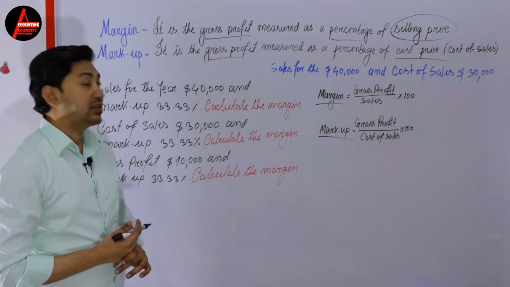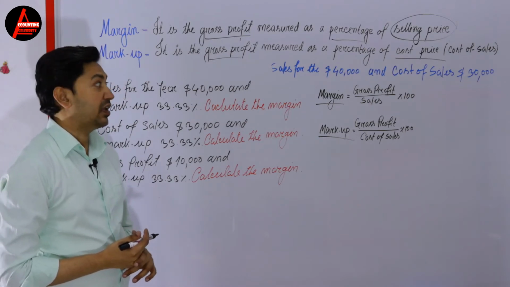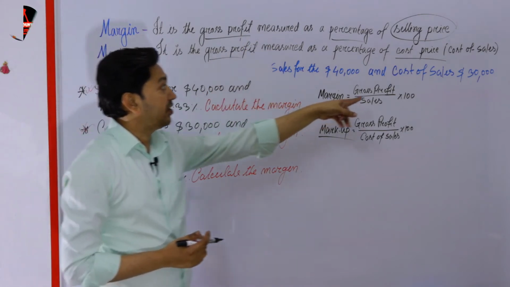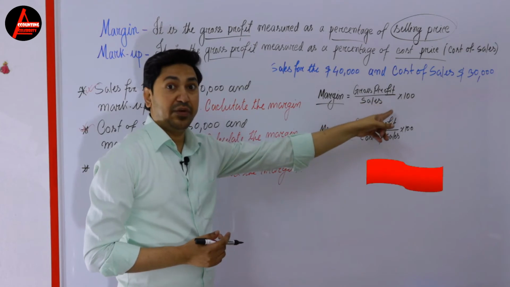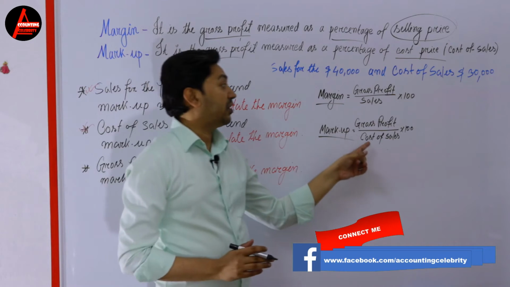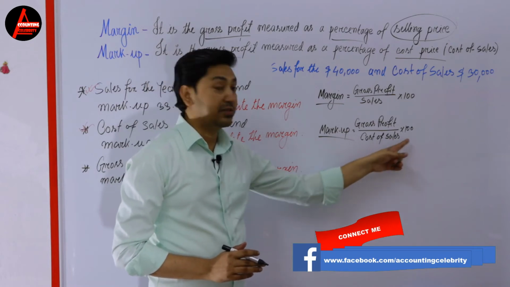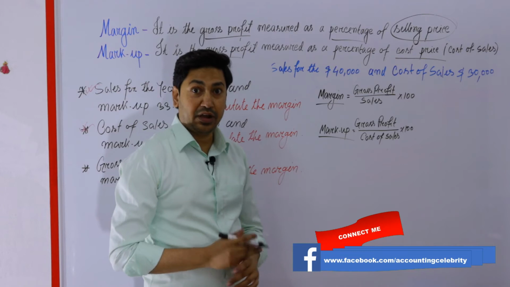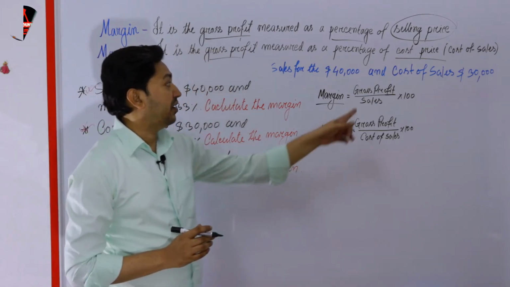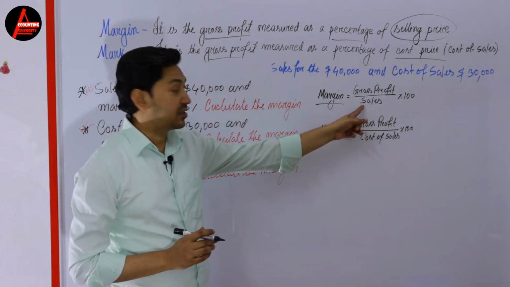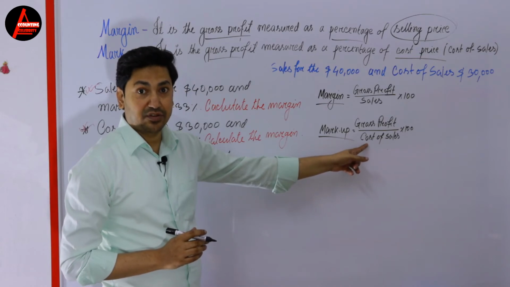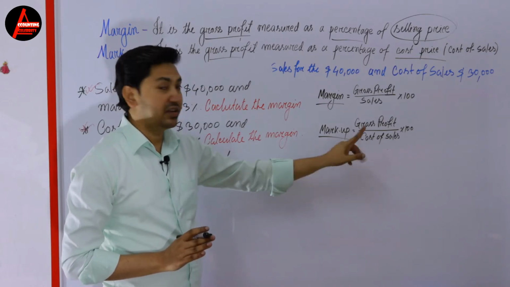Okay, so what is the formula for margin? How to calculate? You understood this one, so it will be very easy now. Look here, gross profit divided by sales times 100 for margin. Okay, and gross profit divided by cost of sales times 100 for markup. So what are the differences you can see here? Just only one difference. Here you divided by sales, but here you divided by cost of sales or cost of goods sold, whatever you call. So this is the difference.